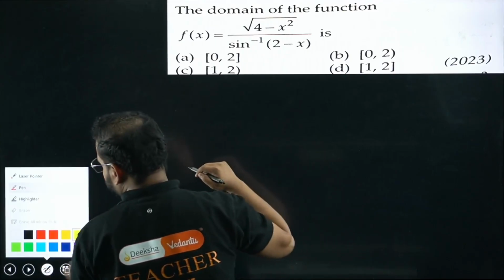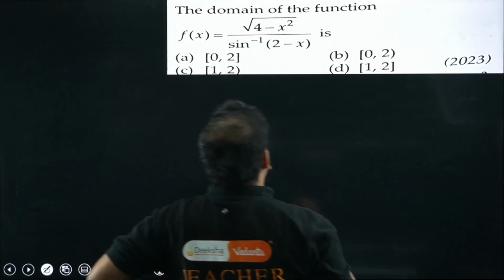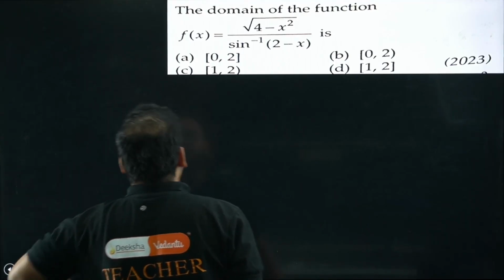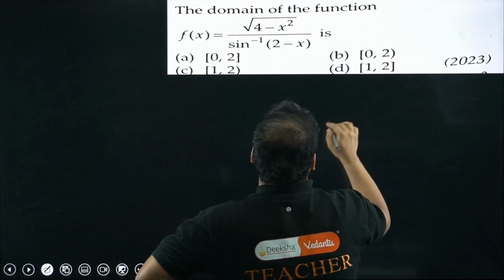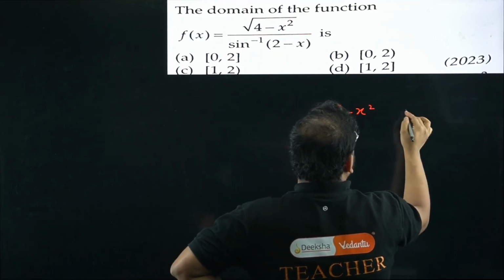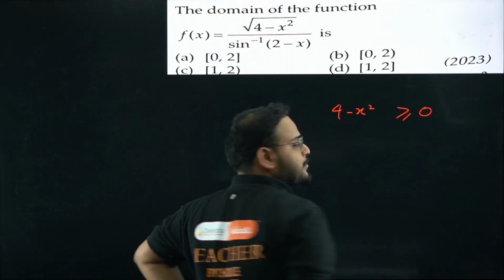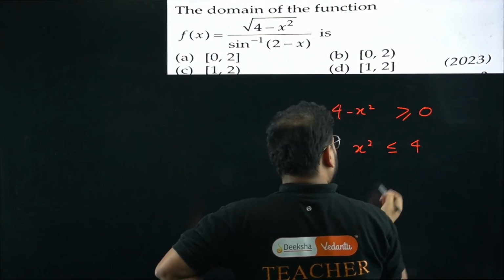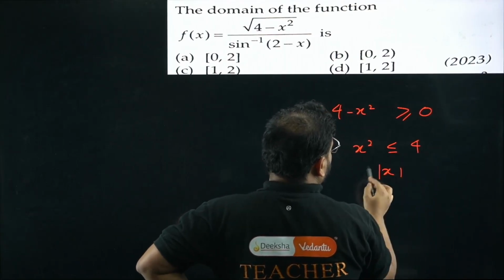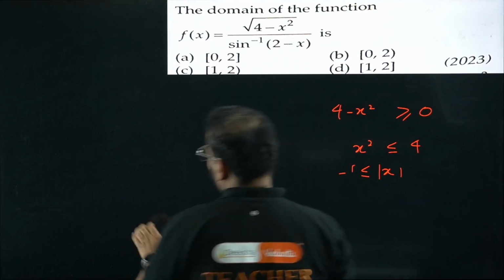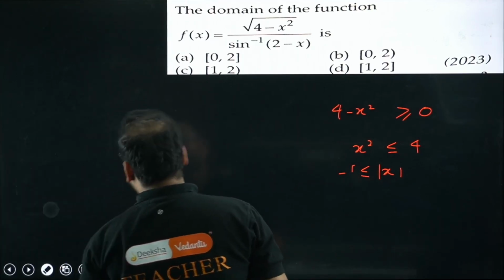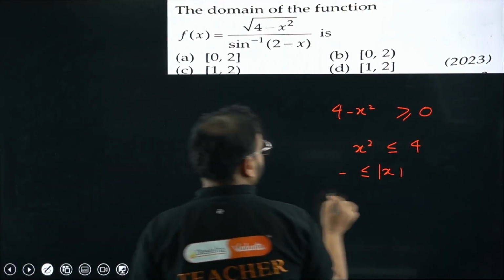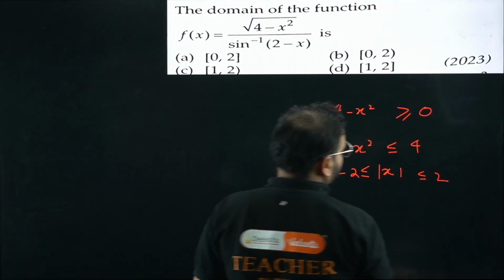So what we have over here is root of 4 minus x square. Can we solve this? Yes, we can. For the numerator, 4 minus x square should be more than or equal to 0. From here I get x square should be less than or equal to 4. From here, mod of x should be between minus 2 to 2. I can write it like this, minus 2 to 2.